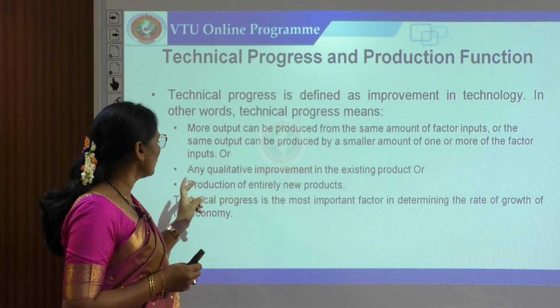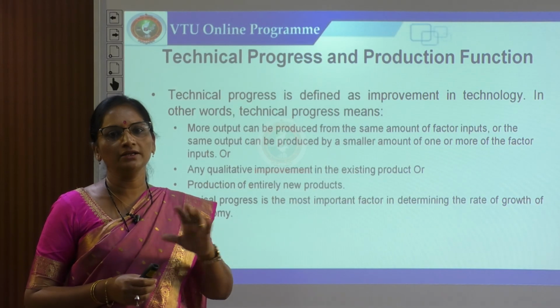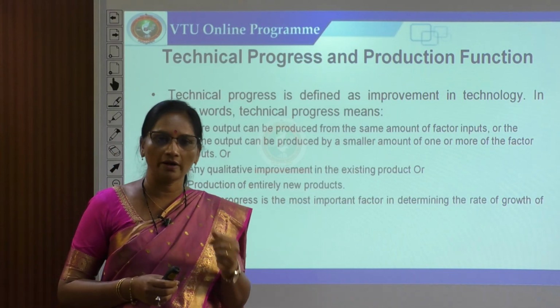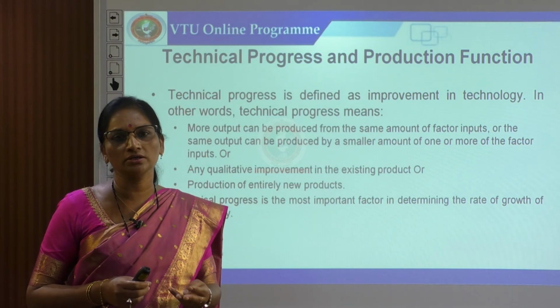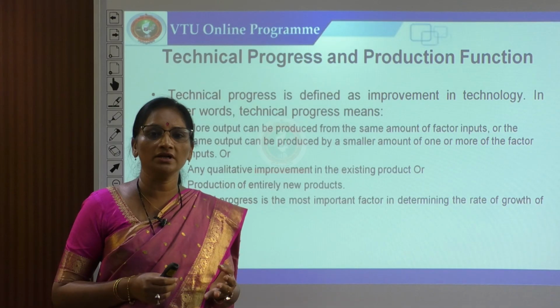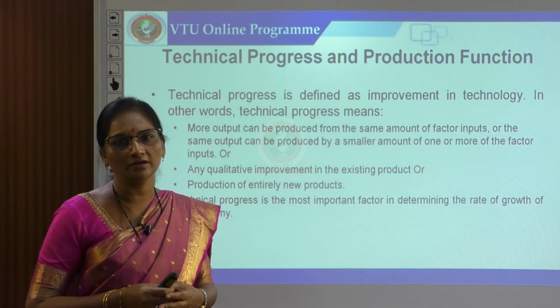The third is the production of an entirely new product. For example, you can take Zomato or Uber. These are new products launched by eminent producers because of technology. Without technology, these things could not have come about.